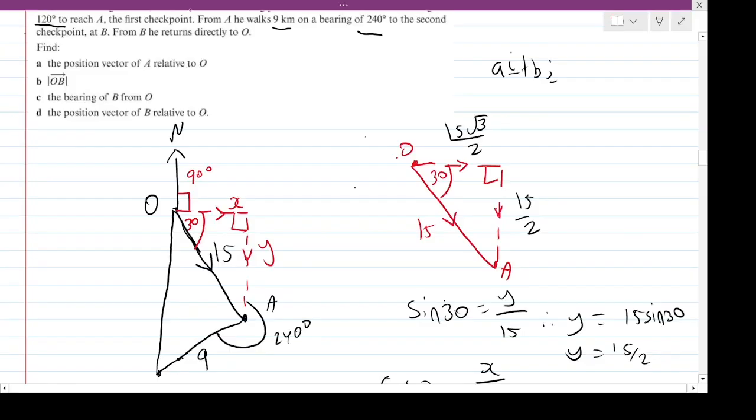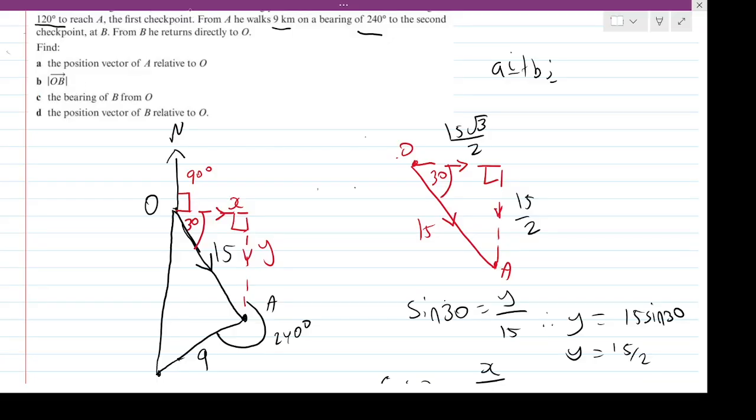So again, like I said, a very handy tip is, if you want to find a vector in this way, you can just consider splitting it into the x and the y part, okay? Then you find x and y, you get the i and the j part in this way. Okay, then we're told for part B to find the magnitude of the vector O to B.